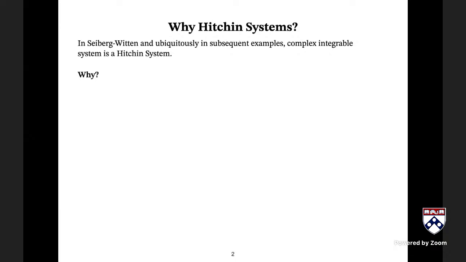Now, when you look either at Seiberg and Witten's original paper or the hundreds of papers that followed it, you find ubiquitously that the complex integrable system that appears is a Hitchin system. And you might ask, why is that? I mean, of all of the complex integrable systems that could appear in this context, why is it that we seem ubiquitously to get Hitchin systems?